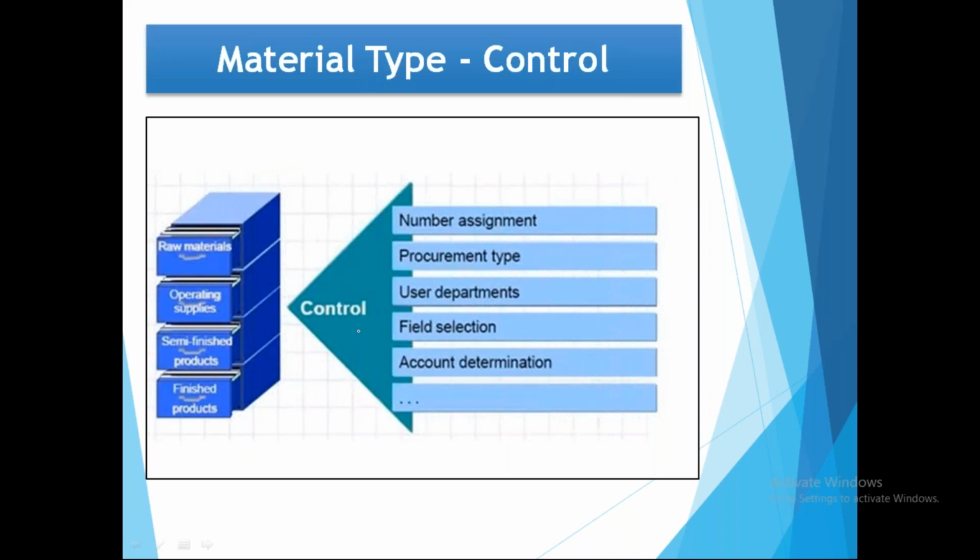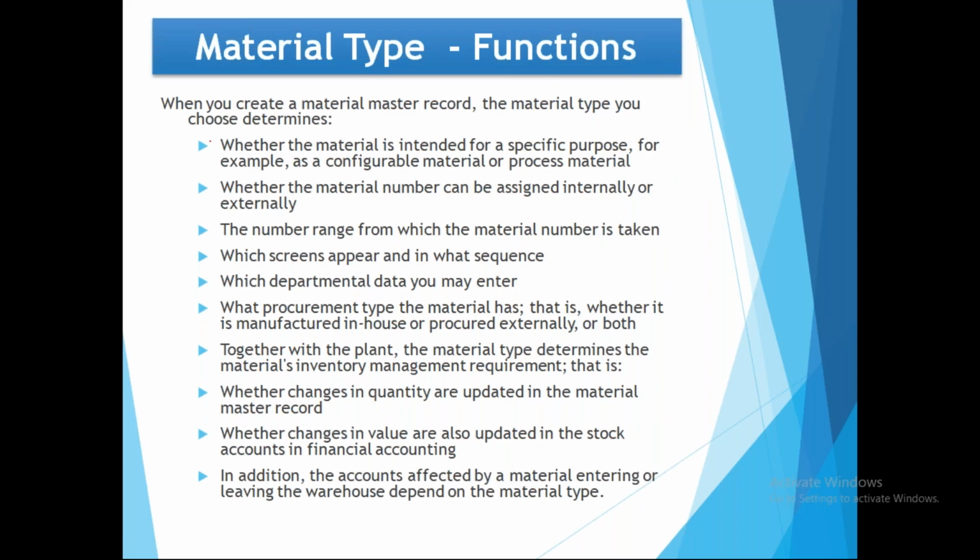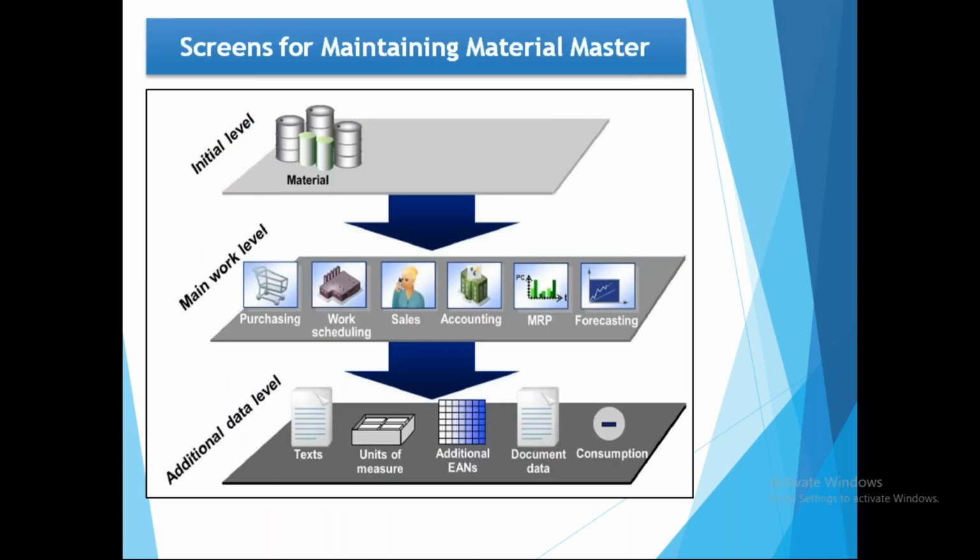Okay, so this is what we have discussed: material type functions. How the material number has to be assigned, what the number range is, which screens have to appear in which sequence, which departments have to maintain their data. All those things are controlled by material type. Okay, so now let's go to the system and we'll start creating the material master.